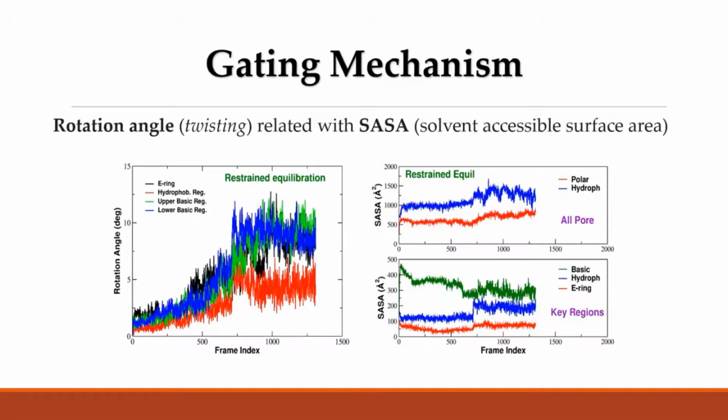And then, by analyzing our simulations, we actually find that the rotation of the helices occurs as a twisting, with different rotation angles at different levels of the pore. Moreover, when the rotation angle is maximum, we find that there is a sudden increase of the solvent accessible surface area of the pore, particularly at the hydrophobic region. So in conclusion, we speculate that the helix rotation is going to create a thermodynamically favorable environment for the bubble formation, which is typical of the hydrophobic gating.